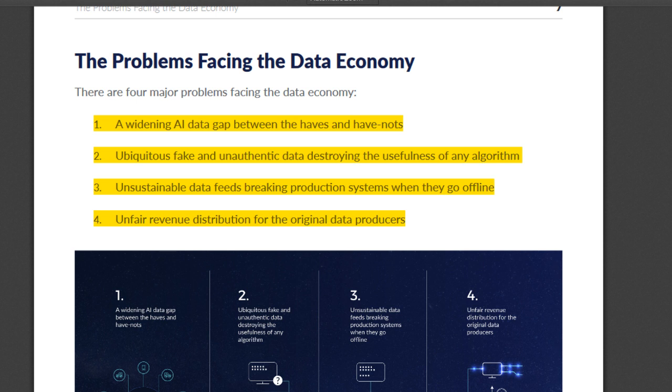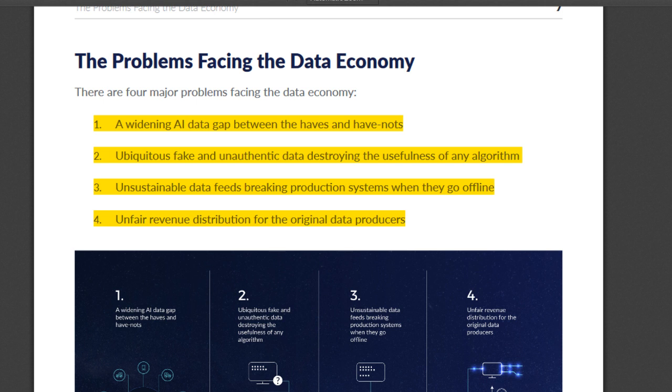Ubiquitous, fake, and unauthentic data destroying the usefulness of any algorithm. So this goes back to kind of my example. If you're a data scientist graduate student, that's going to be your field, and you're trying to find something to build your thesis on, you've got to go out and get data. Hopefully you're not spending an arm and a leg on it because you're just a grad student, and what might be offered cheapest might not be high quality data, and that's going to make it really tough to get a functioning algorithm, much less defend your thesis at that point.